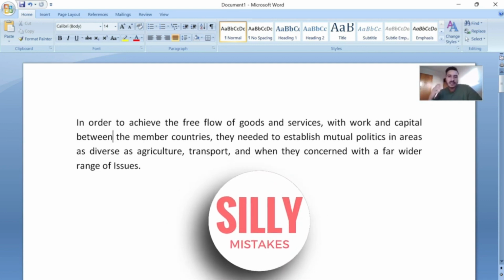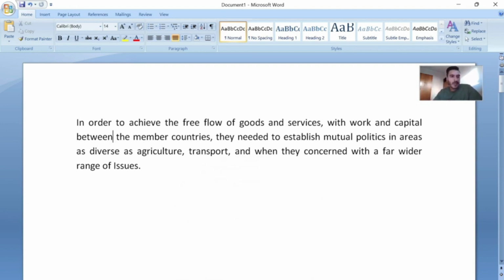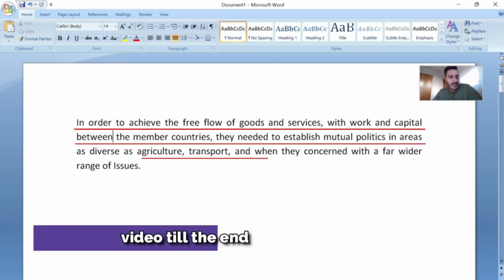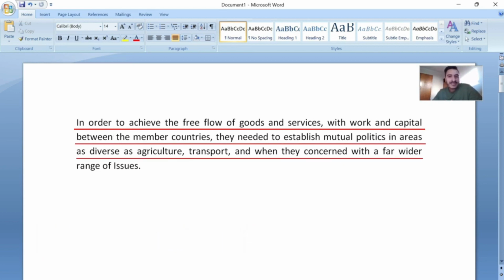How you can speak? Listen to me. Let's speak now. In order to achieve the free flow of goods and services with work and capital between the member countries, they needed to establish mutual politics in areas as diverse as agriculture, transport, and when they concerned with a far wider range of issues.